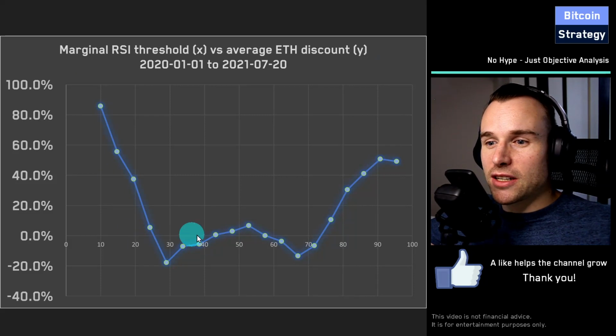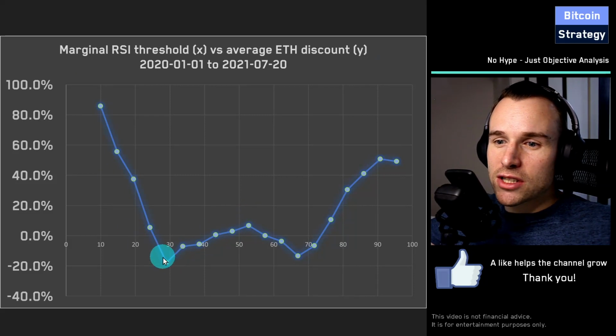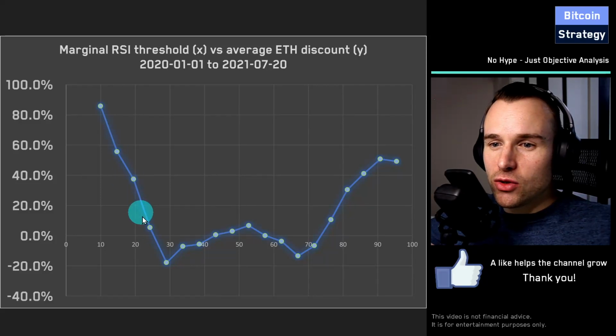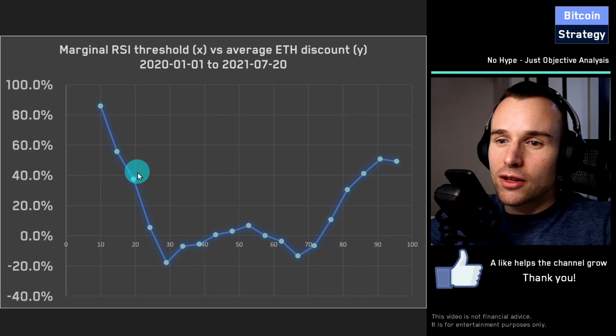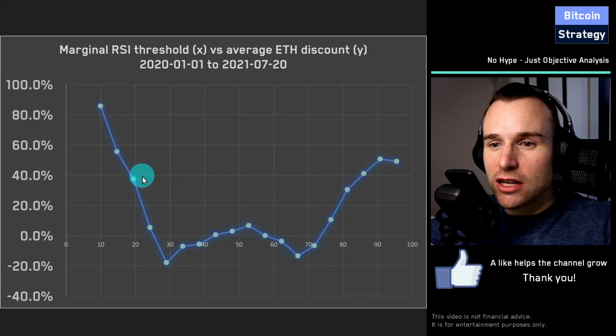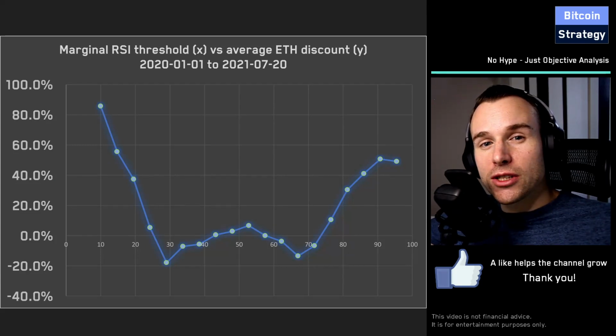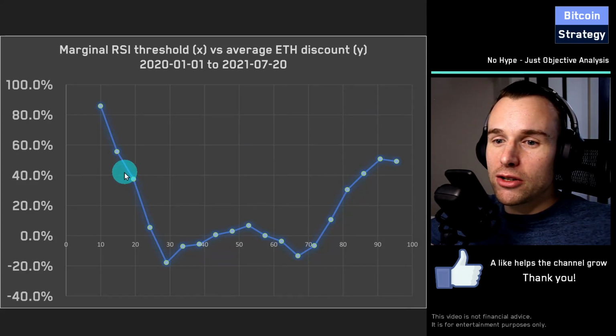And so here's the result of that backtest. And we can see whenever the RSI is below 25, we tend to get cheaper prices than average. So the price, whenever the RSI is at 20, tended to be 40% lower than the price in the overall data set. And the lower we go on the RSI, the better.